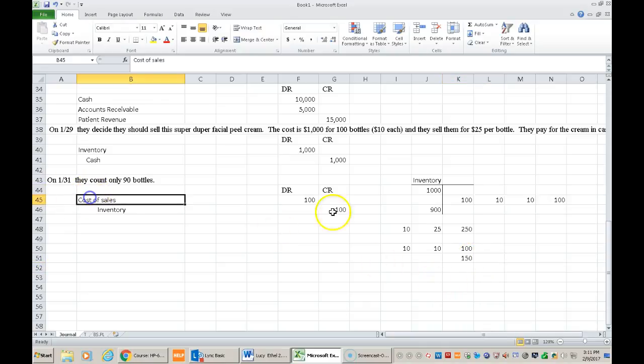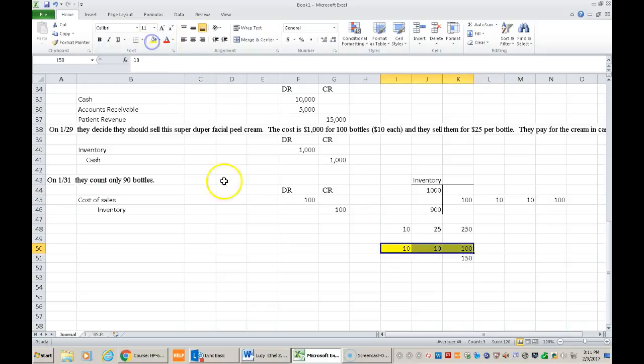So here we have our cost of sales, which is this here. So what do we have yet to do? We have to record the sale of those bottles. So remember, whenever we sell something, we always have two entries. We have the sale, and then we have the cost of the sale. So we've done the cost of sale first. We usually do the sale first.